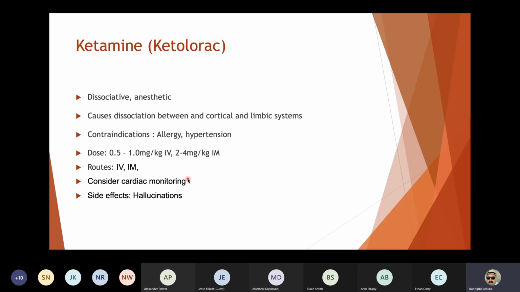Contraindications: allergies and hypertension. Ketamine is a good drug because if a patient is hypotensive, you generally won't lower their blood pressure. You will actually see a rise in blood pressure by giving ketamine, and you generally won't see respiratory depression as a side effect of it. Dose, again, with ketamine varies. This is one I found in the book. It can vary based on the service.